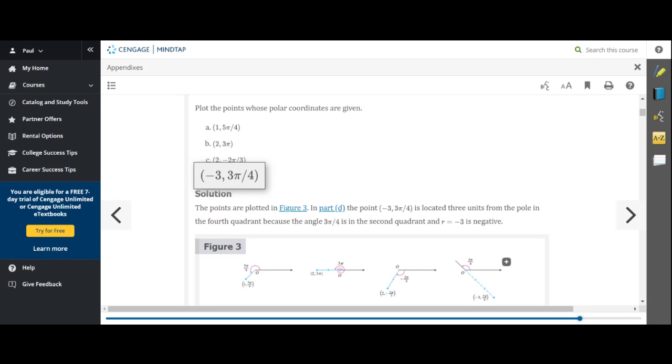Well, pi over 4 is 45 degrees. 3 times 45 degrees is 135 degrees. So on the fourth picture here, let me just see what this is.